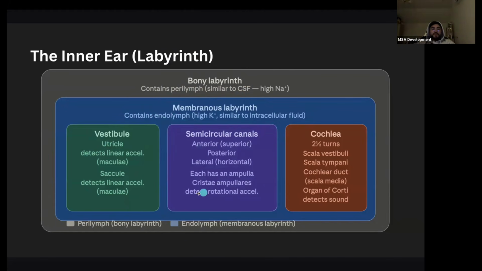And then within the membranous part, you're going to have your vestibule, which is basically your utricle and saccule, and you're going to have your semicircular canals and your cochlea. Now, you need to know that the utricle will help in detecting linear acceleration, and the saccule is also going to help detect linear acceleration. And in the semicircular canals, we have anterior, posterior, and lateral, and they help detect rotational acceleration. And within the cochlea, you'll have the organ of Corti, which basically detects sounds.